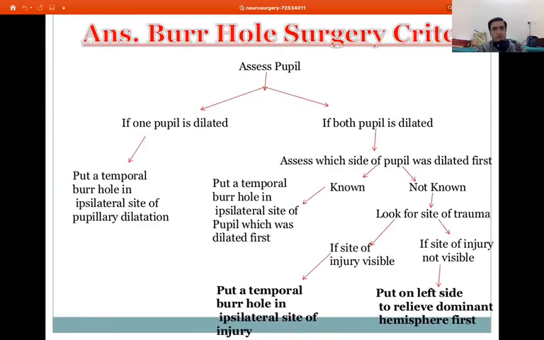In acute extradural hematoma, surgery is the choice, and it should be done as early as possible when the patient comes to the emergency. The patient is immediately shifted to the operation theater, and if available, a CT scan is done on the way to the OT to locate the site, and the immediate intervention is done.